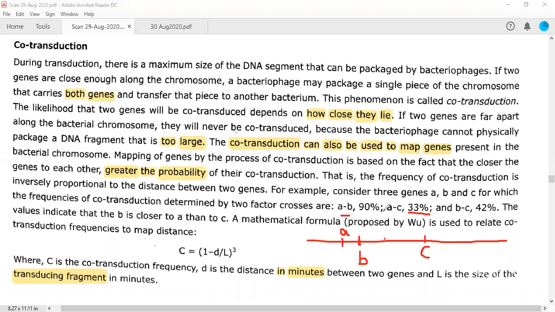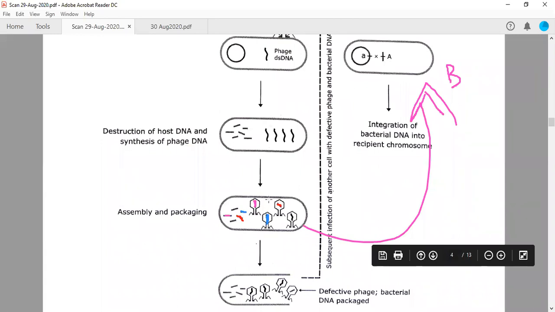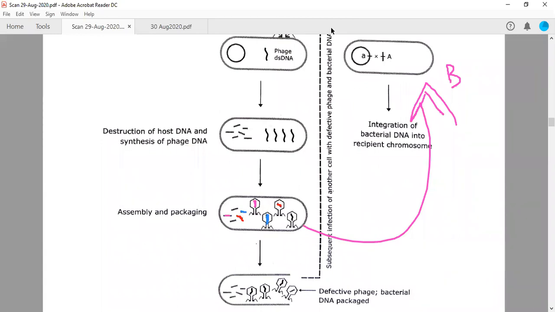So now, when these bacteriophages come out after lysis of the bacterial cell and infect some other cell B, they will not only infect this bacterial cell, they will integrate these gene fragments which they have uptaken from bacteria A. Then, if they are integrated into bacterial cell B, they show that particular gene expression in that bacterial cell.